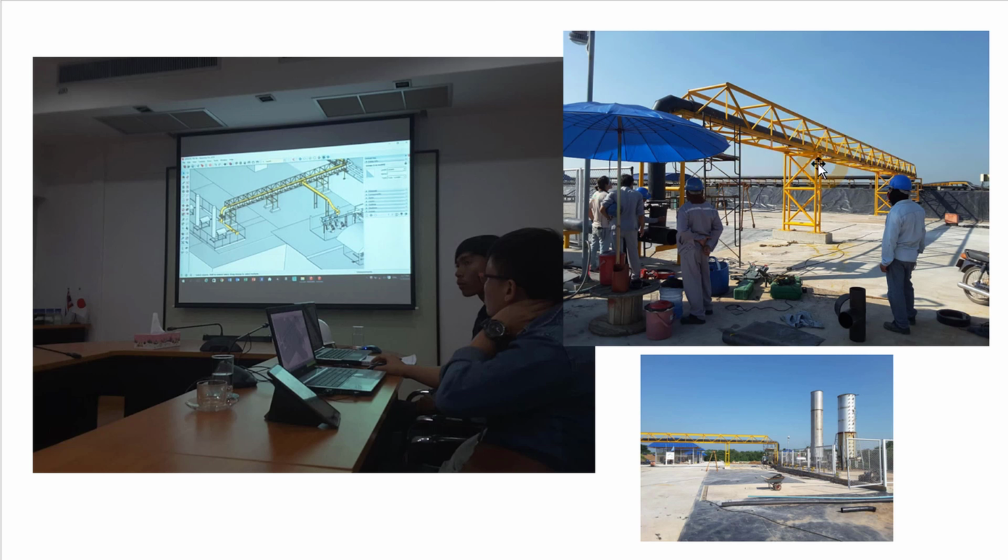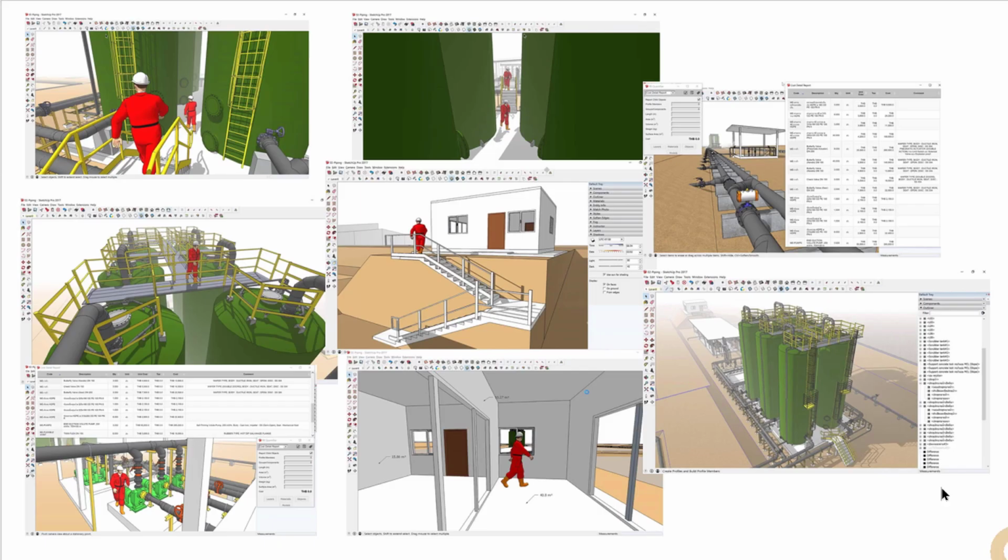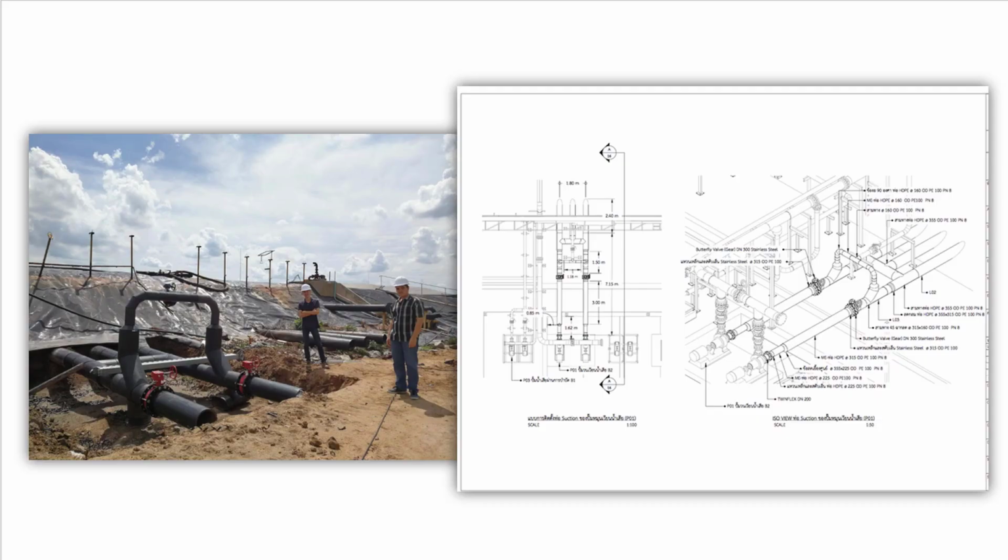Here is the real project. This is the model. This is the real project. This is SketchUp, and this one is for safety. I have to walk in the model to check the safety. This is the construction, the real-world project, and here is the layout, the 2D drawings.